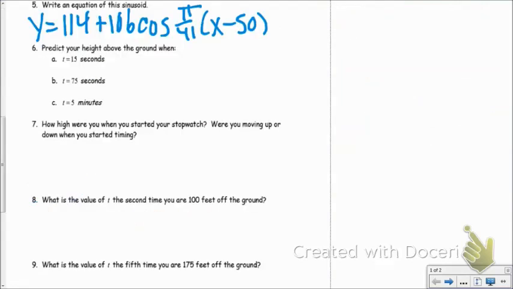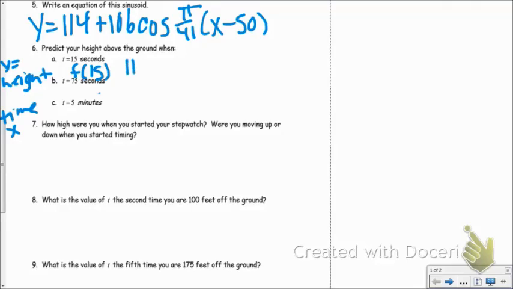Alright, so using this equation, we're going to try to predict my height at certain time intervals. What I'm really evaluating here, if I want to know the height, if you remember from my graph, my height was my y, and my time was on the x-axis. So really what I'm evaluating is this function at 15. So f of 15, I just take 15 and plug that in for x.